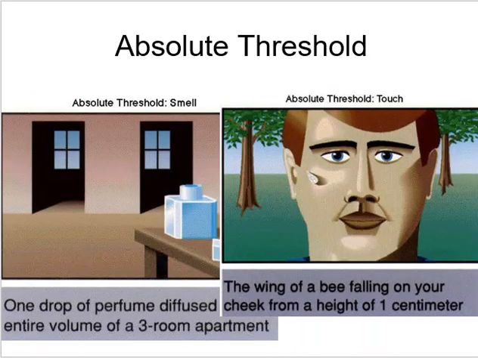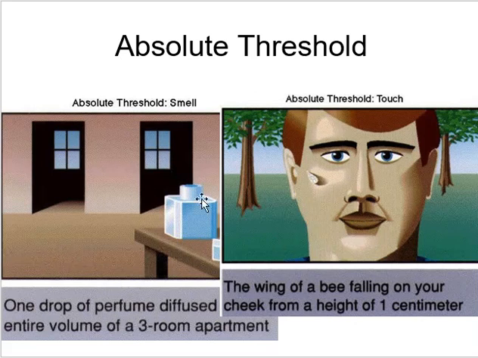All right, so for smell, if you're trying to notice that there is perfume being diffused, if someone can notice at least half of the time that there is perfume being diffused when only one drop is being diffused, then their absolute threshold would be 1 drop. Okay, this is a silly one. The wing of a bee falling on your cheek from a height of 1 centimeter. So if they started noticing at 1 centimeter that the wing of a bee fell on their cheek at least 50% of the time, this would be a hilarious trial to do, by the way. I can only imagine. But that would be the absolute threshold.